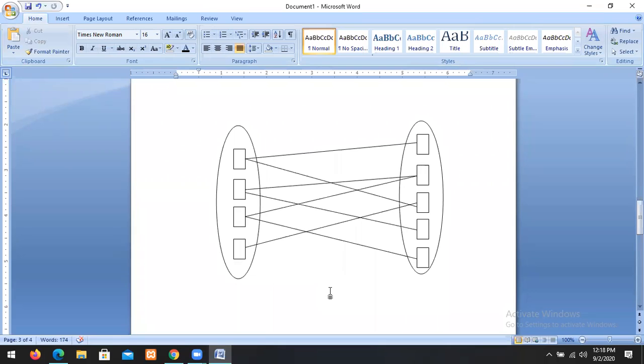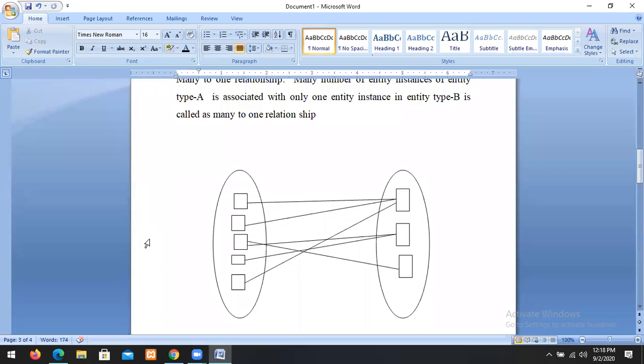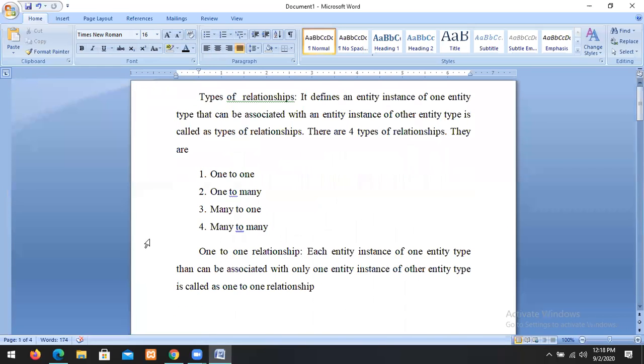Like this, we have four types of relationships: one to one, one to many, many to one, many to many. So what is a relationship type? The type of relationship defines how entity instances of one entity type can be associated with entity instances of another entity type. That we call the type of relationship.